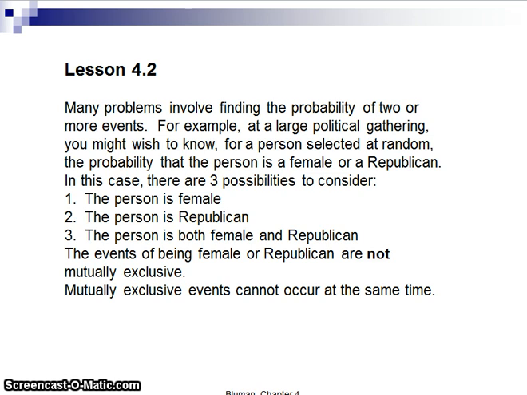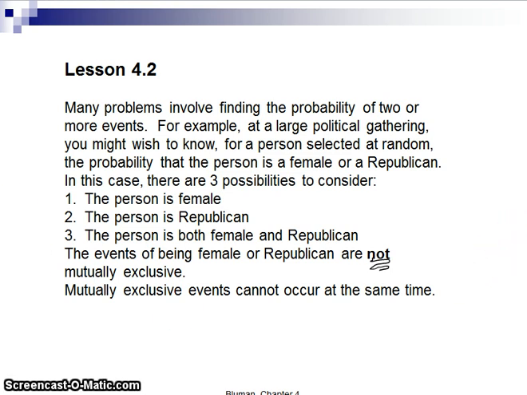So for example, at a large political gathering, you might wish to know, for a person selected at random, the probability that the person is a female or a Republican. In this case, there are three possibilities to consider. The person is female, the person is Republican, the person is both female and Republican. So as you notice in this case, the events of being female or Republican are not mutually exclusive. Mutually exclusive events cannot occur at the same time.